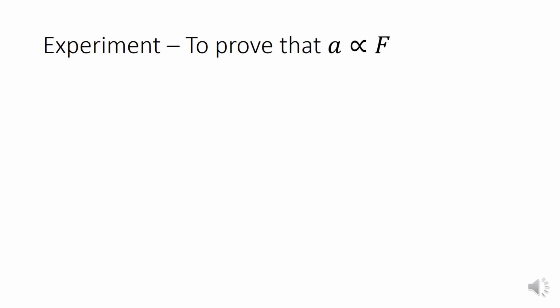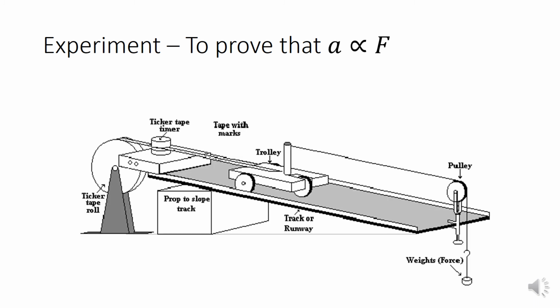Now, following that, we want to prepare for the experiment on Thursday, and this experiment is based on Newton's second law, and you're required to prove that a is proportional to F, so the acceleration is proportional to the force. So we're going to use our ticker tape timer for the last time, and we're going to apply a force to our trolley and we're going to measure the acceleration. Okay, so have a look there at that picture.